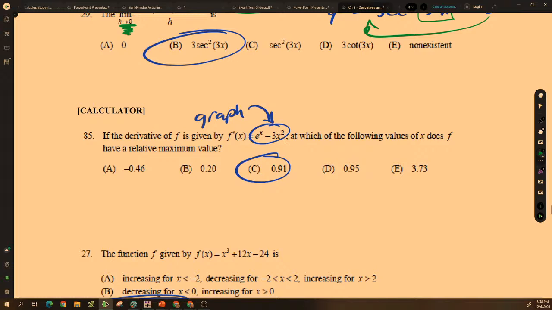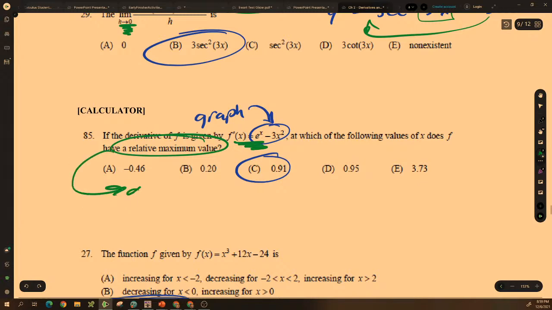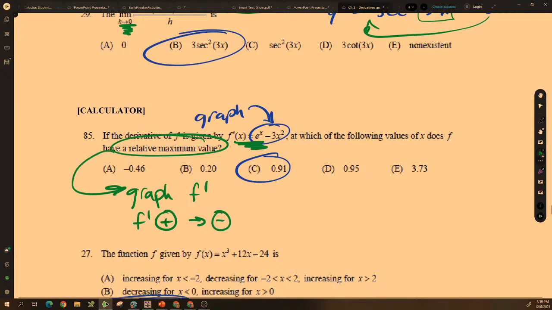Oh, if the derivative is given by f prime of x equals this function, then at what value do we have a relative maximum? So we're given f prime already, which is nice. So all we have to do is graph that f prime and check for relative maximum. Where does f prime change from positive to negative? So I'm going to go ahead and graph that.